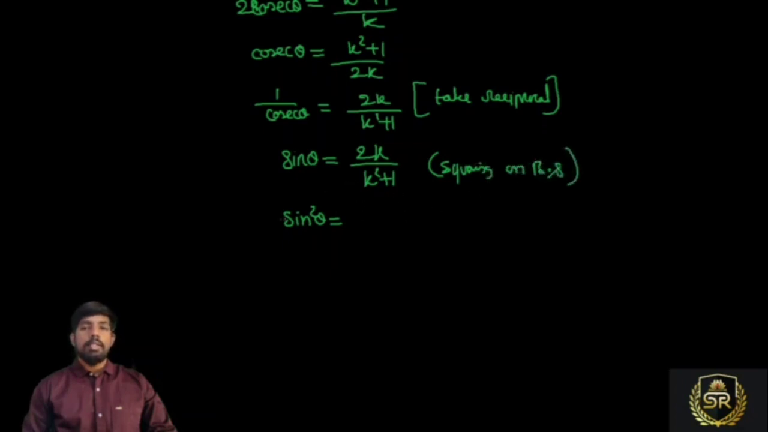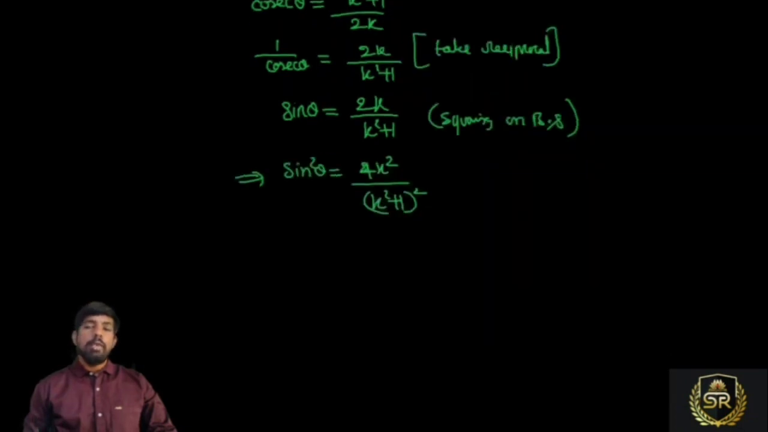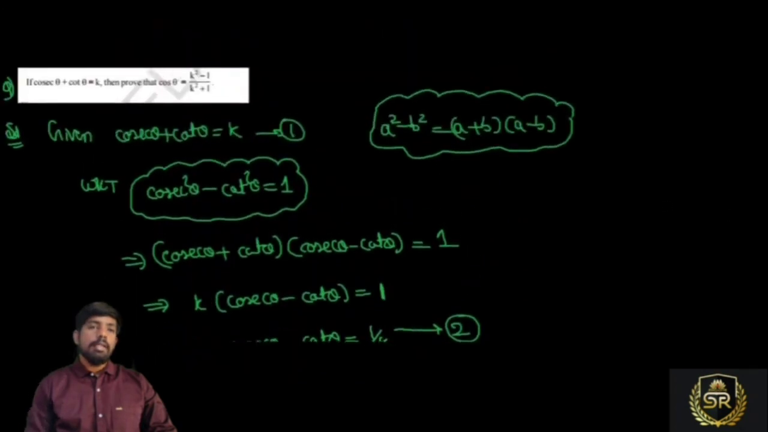Then you will get sine square, this is 2 2s are 4k square by k square plus 1 whole square. So this is sine square. But what is asked in the question? Cos is asked, right?